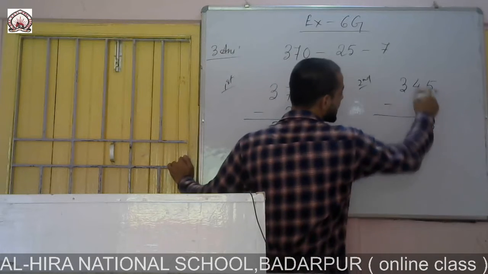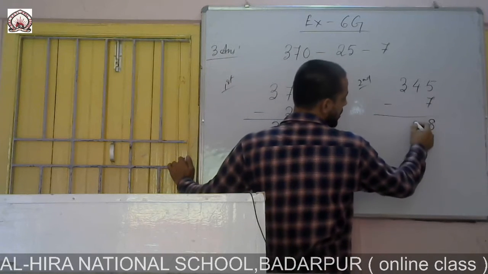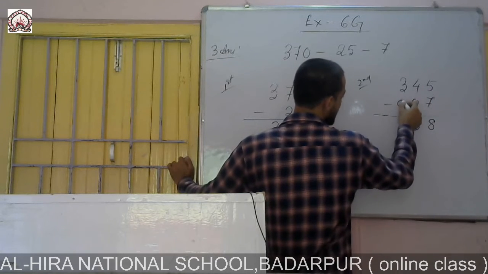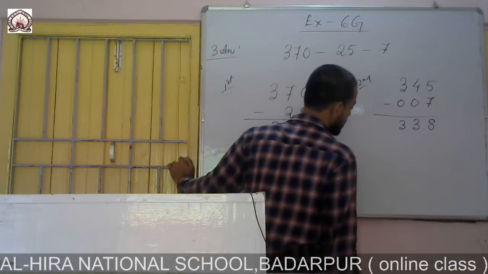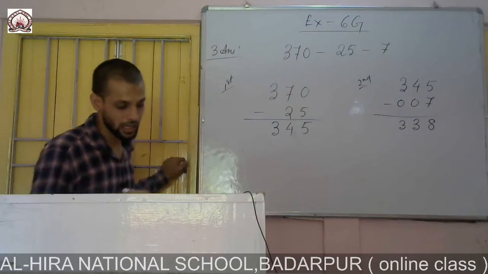Here the digit is 3 instead of 4, as we have taken 1 from there. Here we can write 0. 3 minus 0 equals 3. Here also we can write 0. 3 minus 0 equals 3. So the number of elephants left in the park is 338.